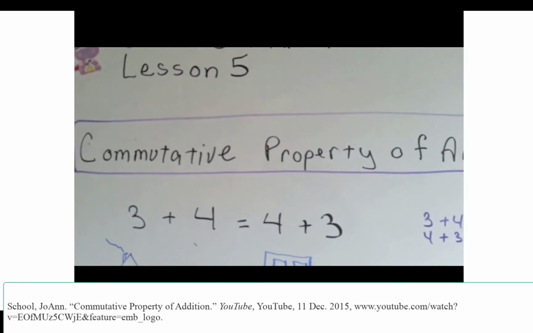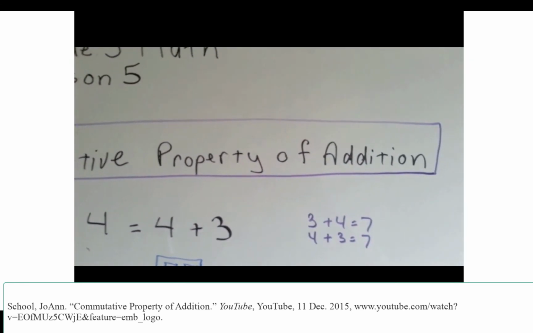We're going to discuss the commutative property of addition.